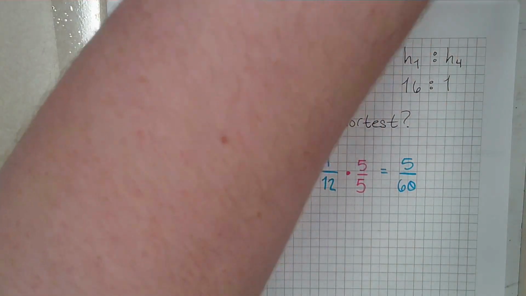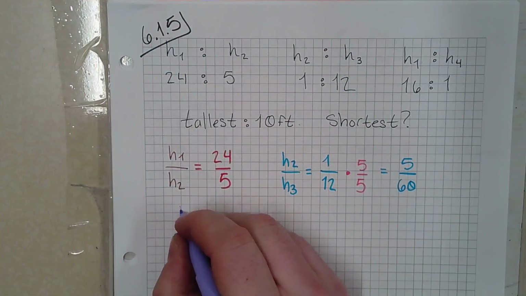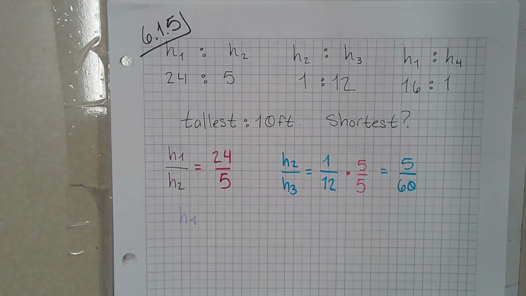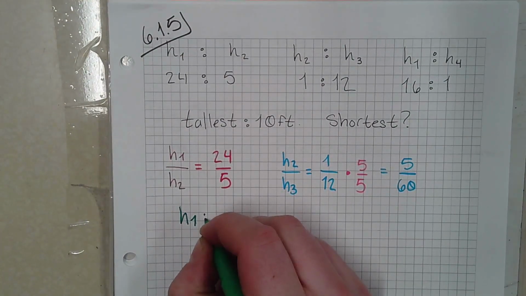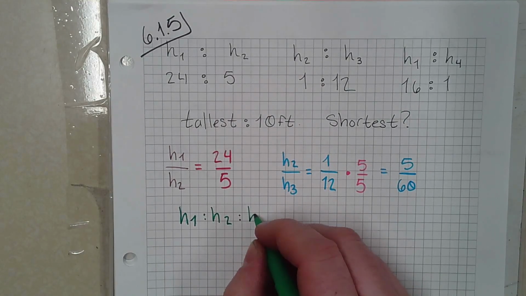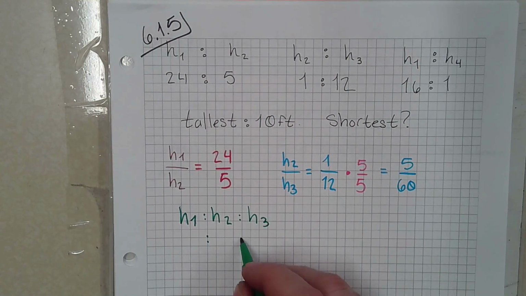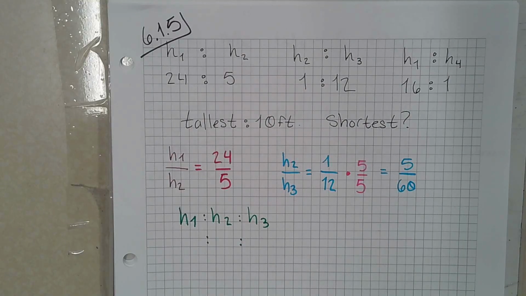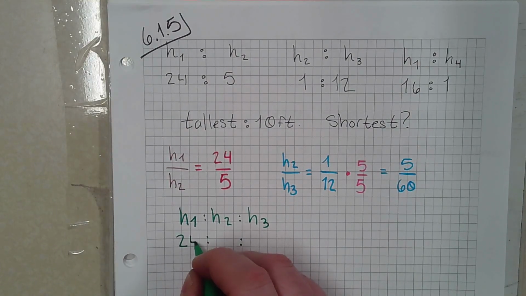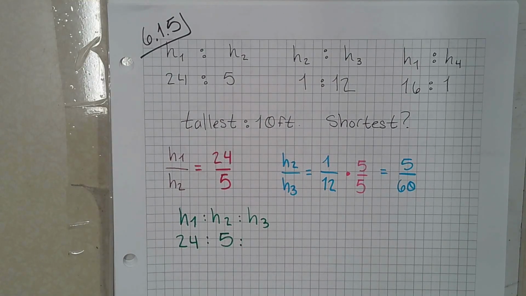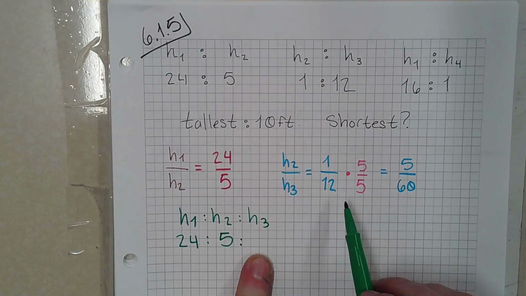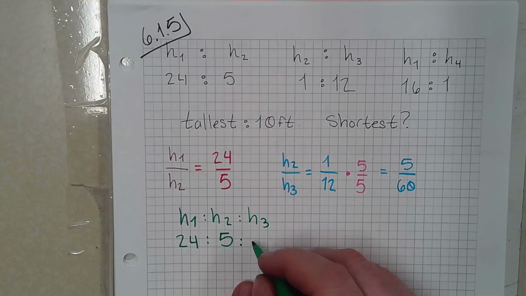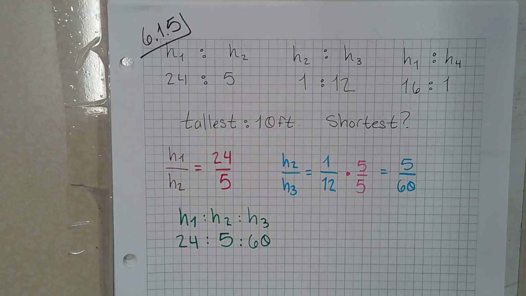I can take all of these heights, and I can actually write a ratio. That's going to be kind of hard to see. Let me grab a different pen. So height 1 to height 2 to height 3, I can now compare them all in one ratio. That's why these little colons and ratios are really helpful, because you can do multiple ratios, not just 2 things. You can do 3 things and more. We know height 1 is 24 when height 2 is 5. And when height 2 is 5, we know height 3 is 60. So we can clearly see which one's the biggest, right? Height 3 is the biggest in this problem out of those 3.